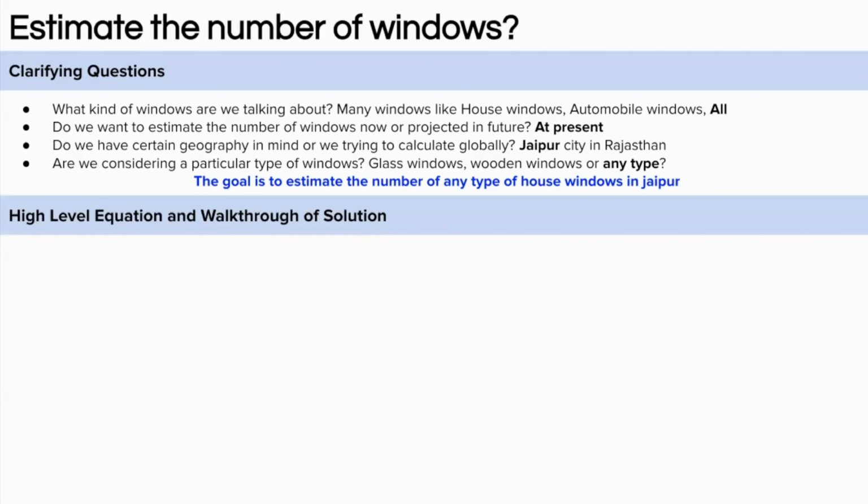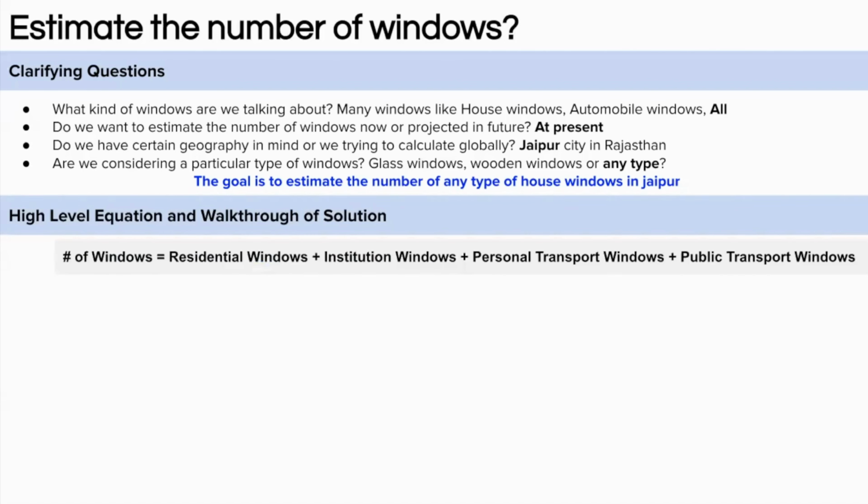At high level, that is what I am thinking. So total number of windows would be equal to the sum of the total number of windows in residential buildings, total number of windows in institutional buildings, windows in personal vehicles, and finally the windows in public transport. I hope you are with me till now and we'll sum it up to arrive at the final answer.